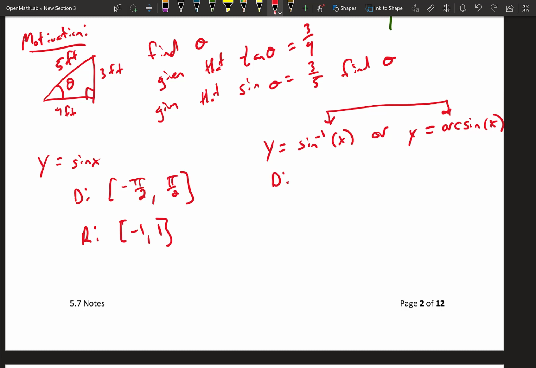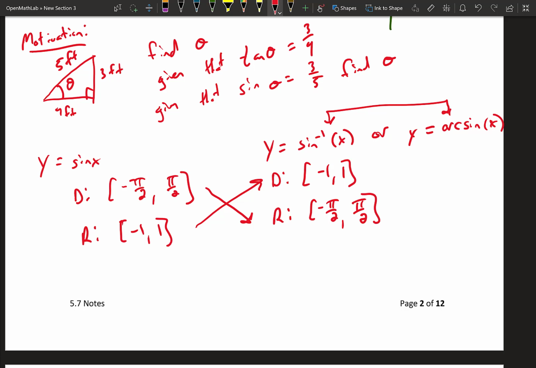So the domain is going to come from the range. The domain of this is going to be limited in between -1 and 1. And the range of the inverse function is going to come from the domain of the function, which would be -π/2, comma π/2. And we saw this in the guiding example, a refresher about inverse functions.